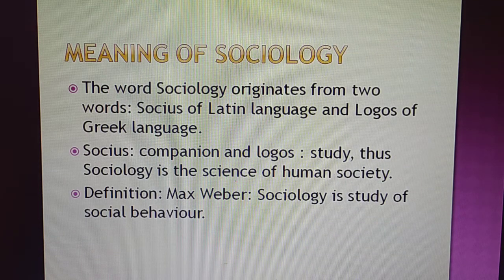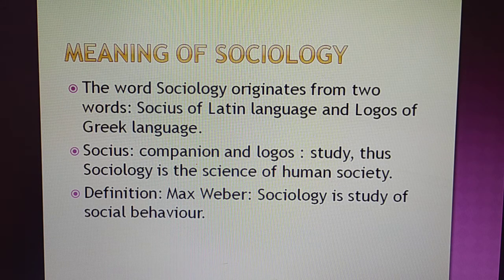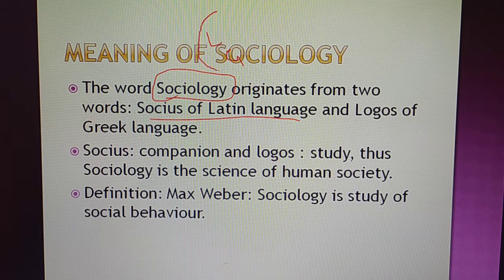Next one, the meaning of sociology, the definition that lets us understand it. First of all, the word sociology has originated from two words: socius from the Latin language and logos from the Greek language. So sociology is a word made up of two languages, Latin and Greek, and from these two words, one word, sociology, has originated.